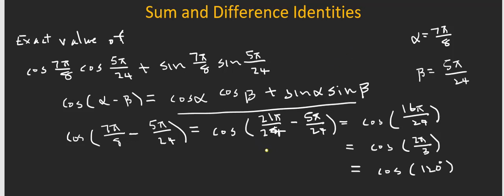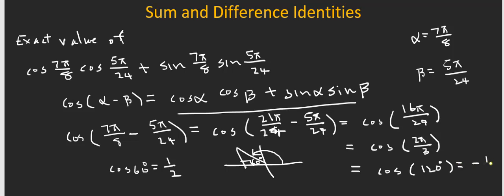Well, let's look at the, let me go over here. 120 is over here. What's the reference angle? Reference angle is going to be 60. And what is cosine of 60? Cosine of 60, you know that cosine of 60 is 1/2. But this is the second quadrant. And cosine in the second quadrant will be negative. So as a result, you're going to get negative 1/2. Okay, so this whole thing is equal to negative 1/2.